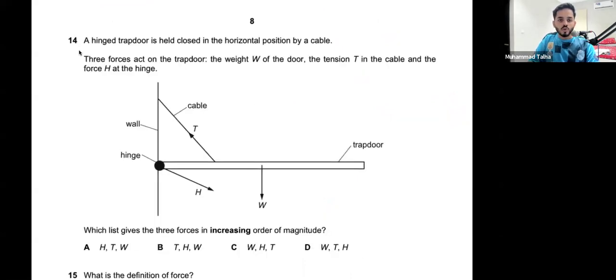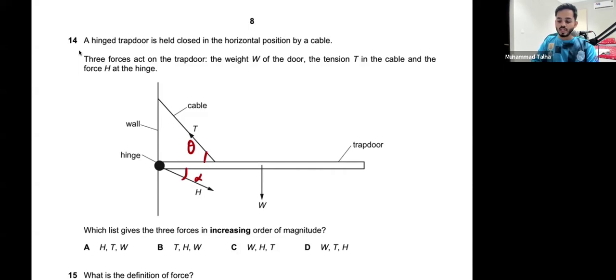All right, question number 14. A hinged trapdoor is held closed in the horizontal position by a cable. Three forces act on the door: weight, tension, and force H at the hinge. Which list gives the three forces in increasing order of magnitude? Well, there are some equations that I can write right away. Let's say I call this some angle theta and I call this some angle alpha, and I can obviously see that theta is larger than alpha, and we'll get to that in a moment.